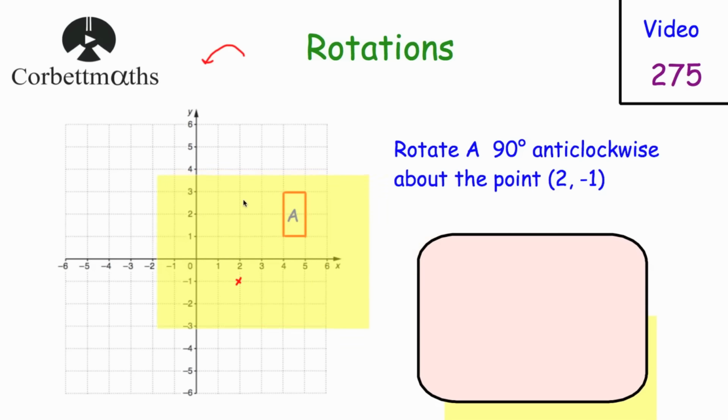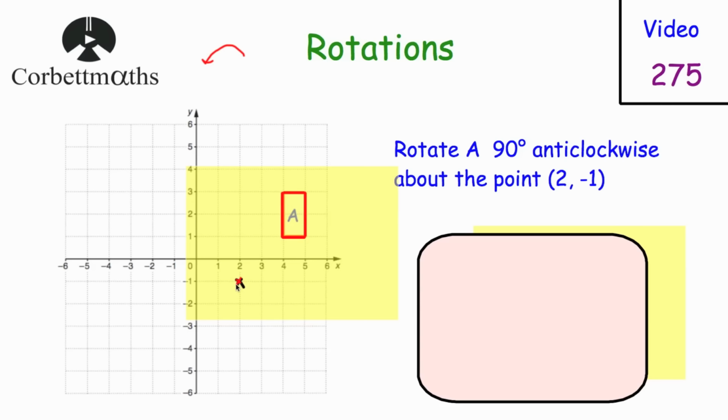So get your tracing paper and put it on top of the center of rotation and the shape like so, and make sure your tracing paper is straight, so it's straight and it's not diagonal like something like that. So make sure, in this case I put it landscape, so going that way. And what we're going to do is we're going to draw over the center of rotation and we're going to draw over the shape A. So we've drawn over the center of rotation and we've drawn over shape A.